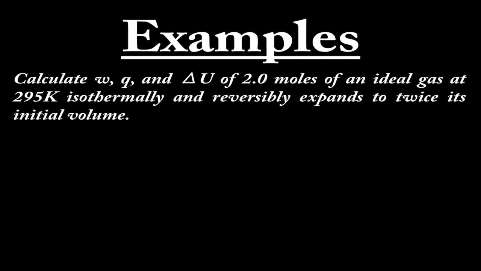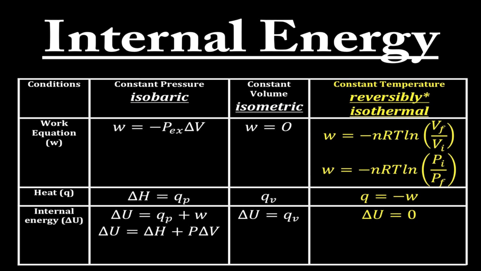Calculate work, heat, and the internal energy of 2 moles of an ideal gas at 295 Kelvin that isothermally and reversibly expands to twice its volume. We set up our internal energy equation. We also know that this is an isothermally reversible process, so delta U is equal to 0, and therefore heat is equal to negative work. We also know that there's an expansion, a change of volume, so our work equation will be the first one.